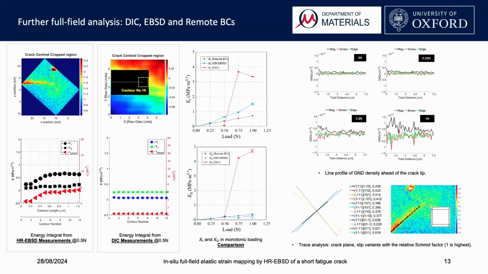We plotted the GND density ahead of the crack tip, and from step 3, we could see a clear increase in the GND density. And also by trace analysis, we further confirm that the propagation of the crack plane aligns with the slip variant that has a high Schmid factor.